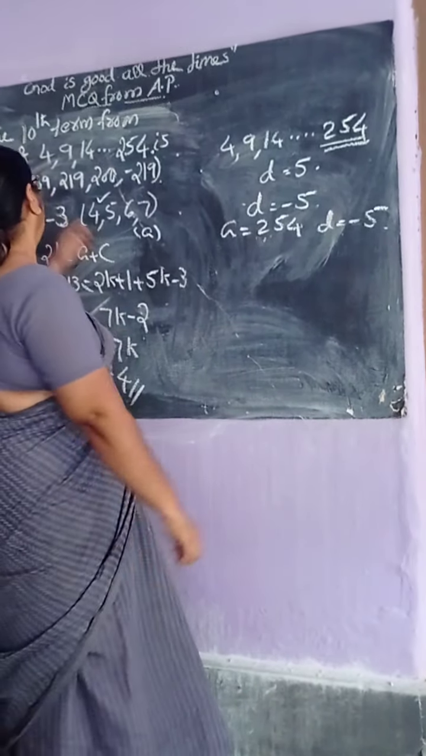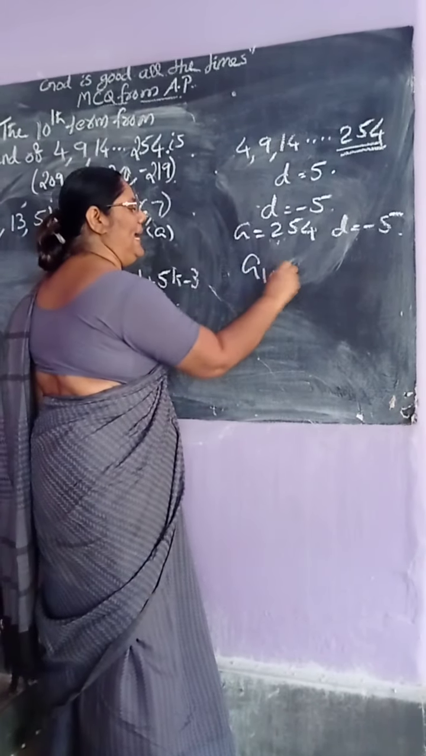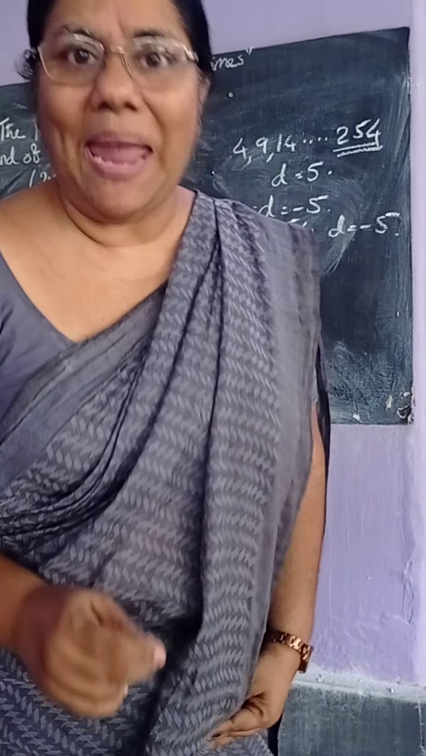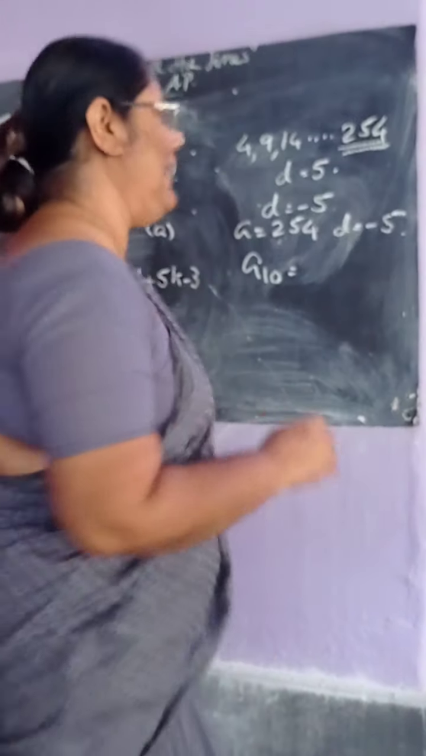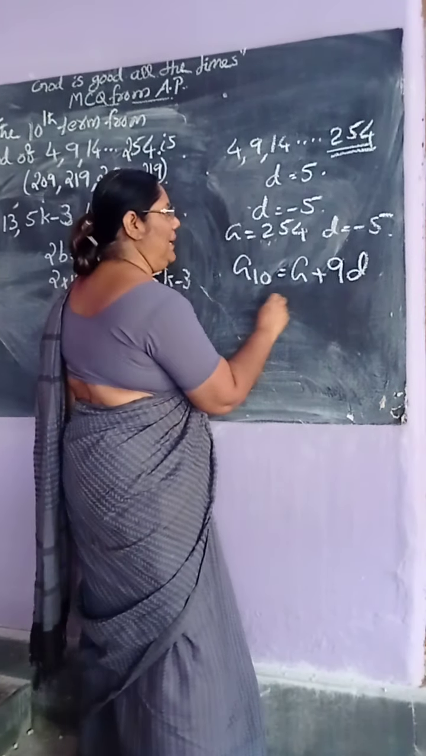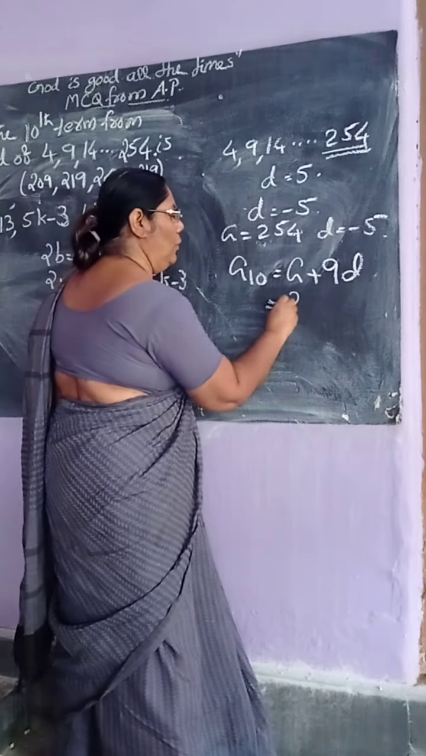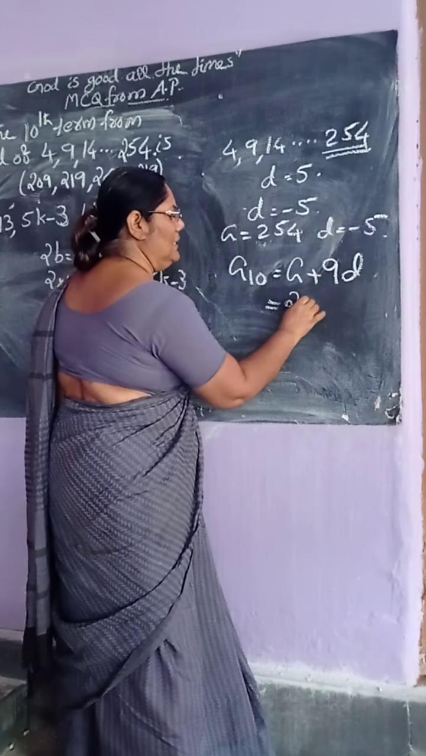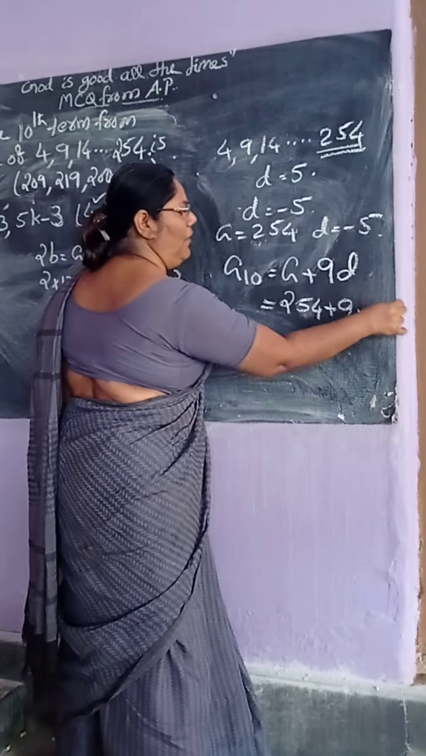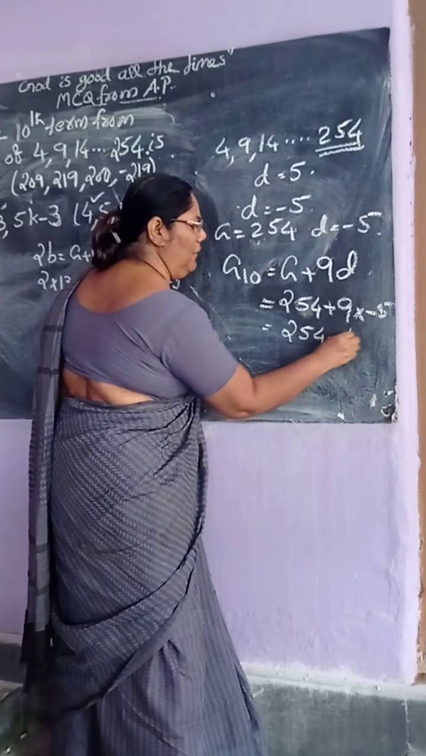What's the question? Find the 10th term. Can you say what is the formula? A10 means A plus 9D. Very good. That means what is your A? From the end. Therefore, 254 is the first term from the end plus 9 into minus 5. Can you say what is 254 minus 45?